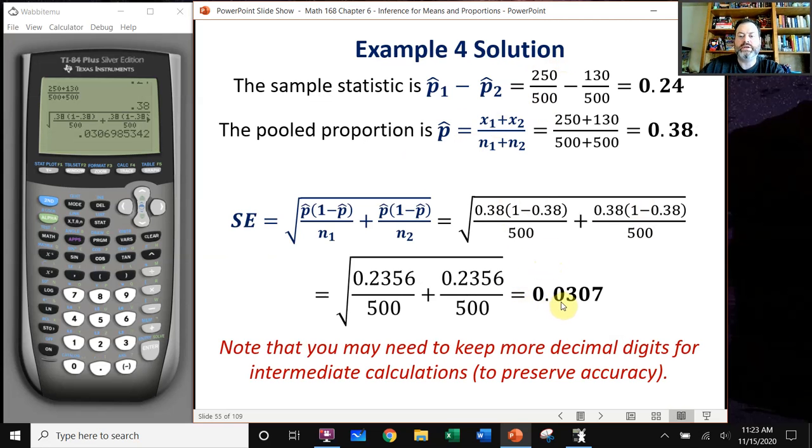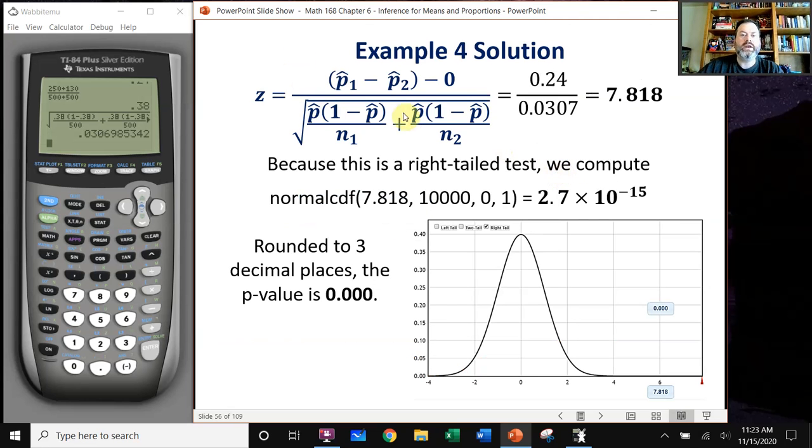So you get 0.0307. Notice that I'm keeping 4 decimal places for intermediate calculations. That could include the calculation of p-hat itself. Now this is going to be a fraction, but it's just quicker to type in a decimal, especially when you're already typing in big stuff like this. So you may want to round this, and it could be some repeating decimal. So if you get like 0.33333, just keep like 4 decimal places. All right, there's the standard error.